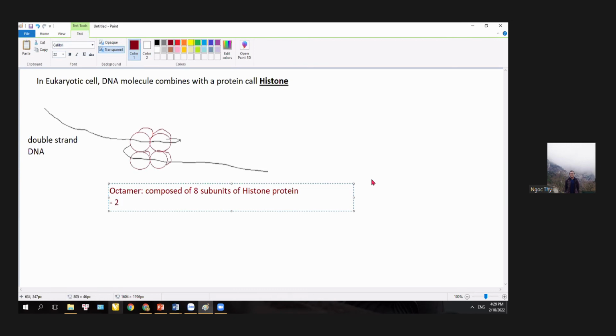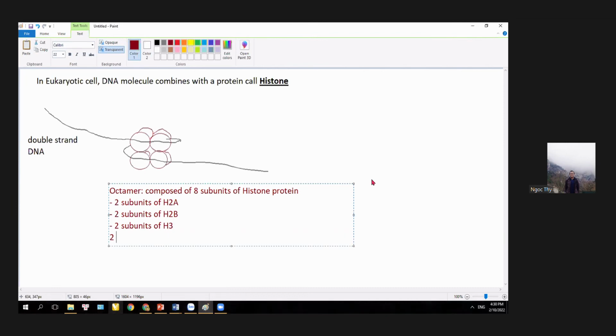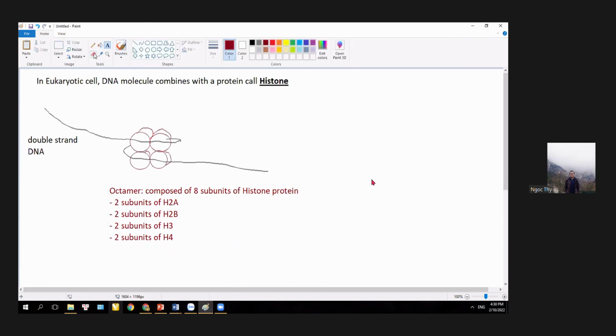Composed of 2 subunits of H2A, 2 subunits of H2B, 2 subunits of H3, and 2 subunits of H4. And the double-strand DNA will wrap around it.